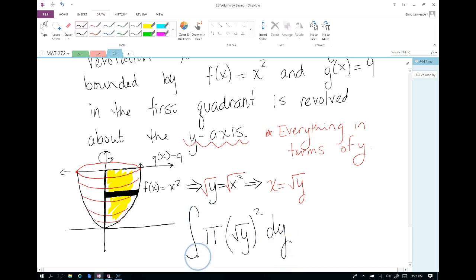We need limits of integration, and since we're going around the y-axis, they have to be y values. So I want to know how low this graph goes on the y-axis, and I want to know how high it goes on the y-axis. So it goes all the way down to 0, and it goes all the way up to 9. So we're going to be integrating from 0 to 9.